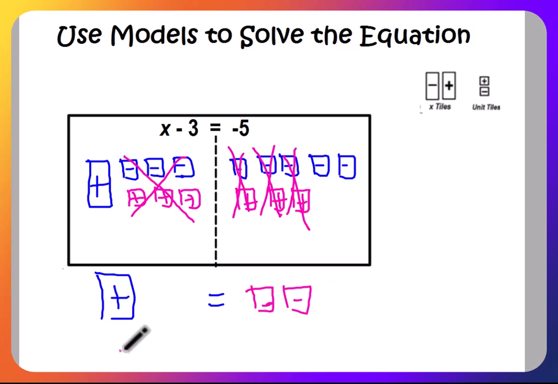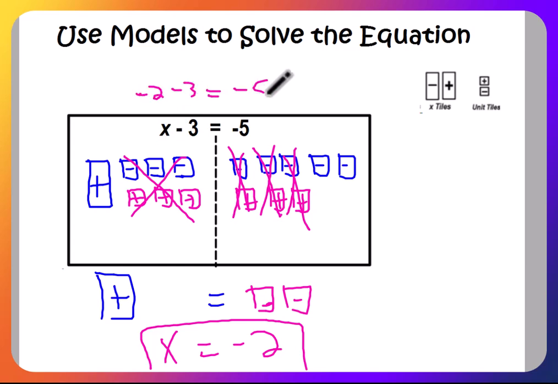2 negative unit tiles. So x equals a -2. Now you can check your answer by substituting your solution for x, your value for x, into the equation to see if it's true. So I'm going to substitute a -2 for x, so it's going to be a -2 minus 3 equals a -5.